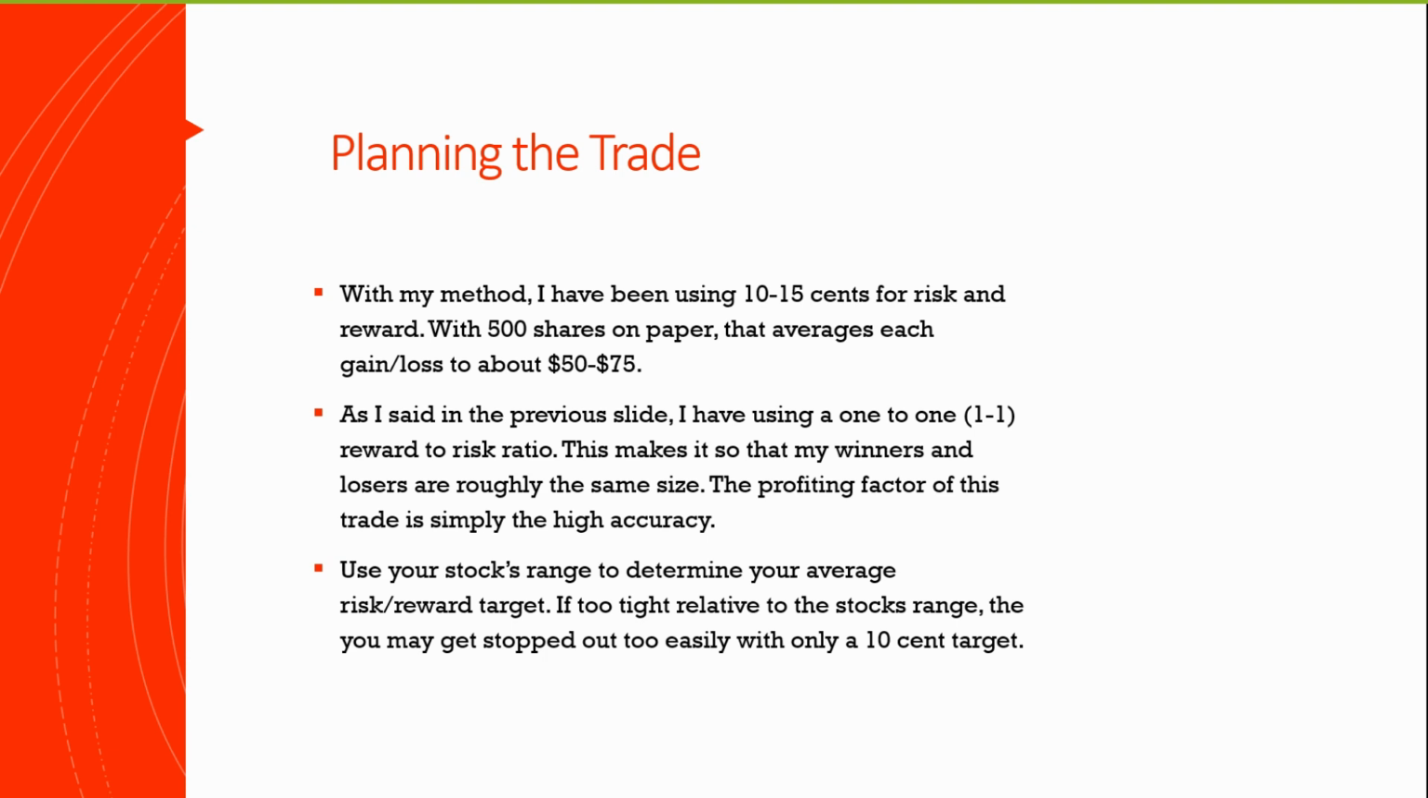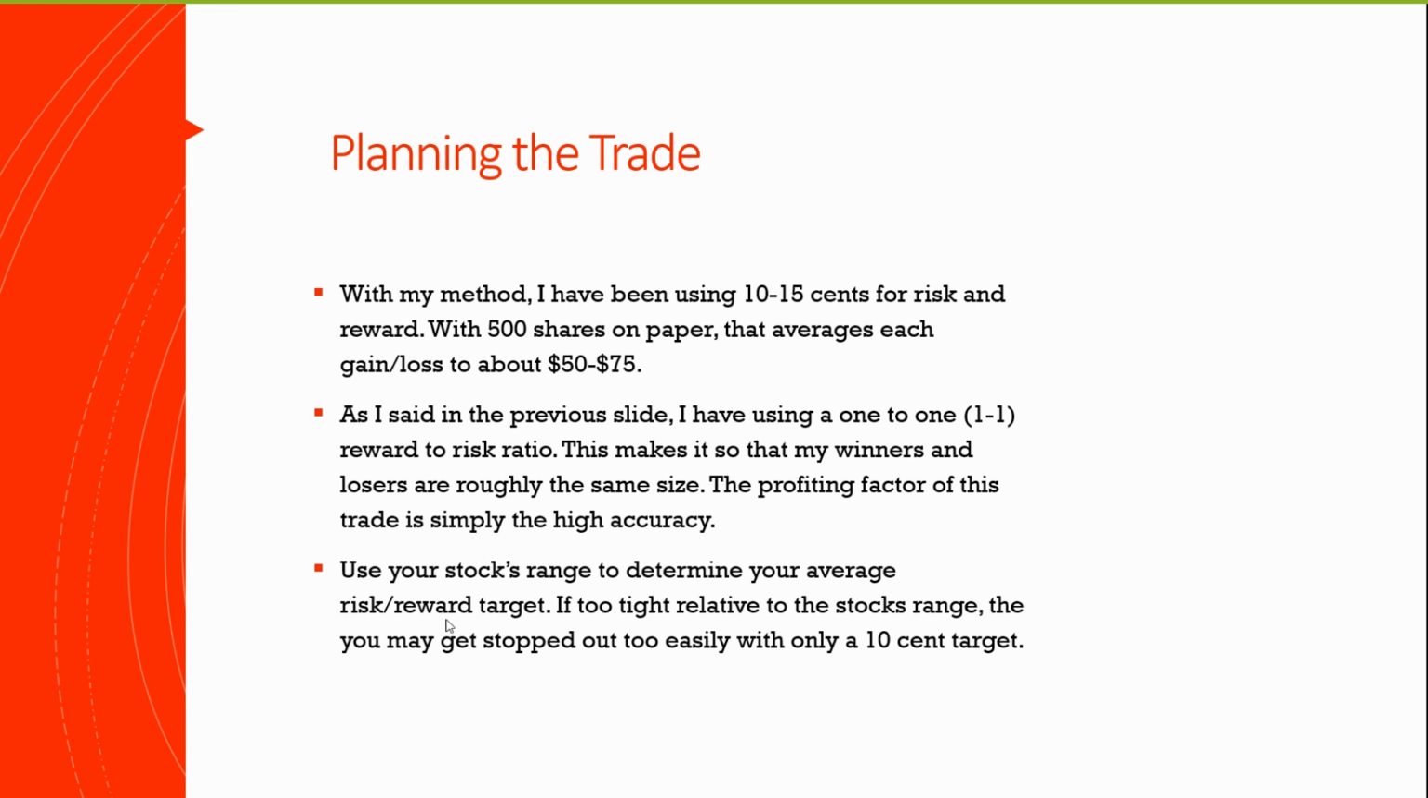As I said in the previous slide, I have been using a 1-to-1 reward to risk ratio. This makes it so that my winners and losers are roughly the same size. The profiting factor of this trade is simply the high accuracy. Lately it's been super accurate, and like I said, ideally the first fade has been the one that works much better than all the others, so I kind of ignore all the other ones now and stick to that. Again, it has to do with exhaustion and extension at that point, depending on when the second crossover happens. That's kind of the big determining factor. It typically works fairly well, and it's almost to the point where I'm going to start using live money with this. And so we'll see what happens.